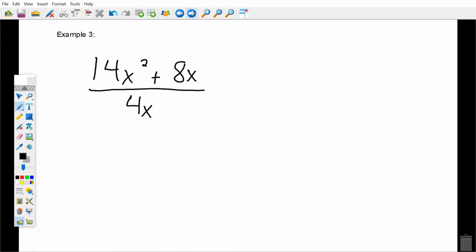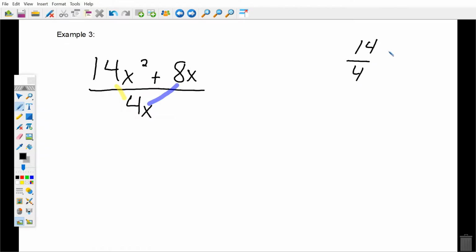Example 3 says 14x squared plus 8x divided by 4x. Now, the difference with this question is that the 4 is not going to divide into the 14 evenly. And in this case, we want to avoid getting a decimal as an answer. Instead, we just want to reduce the fraction. So I'll work it out on the side here.